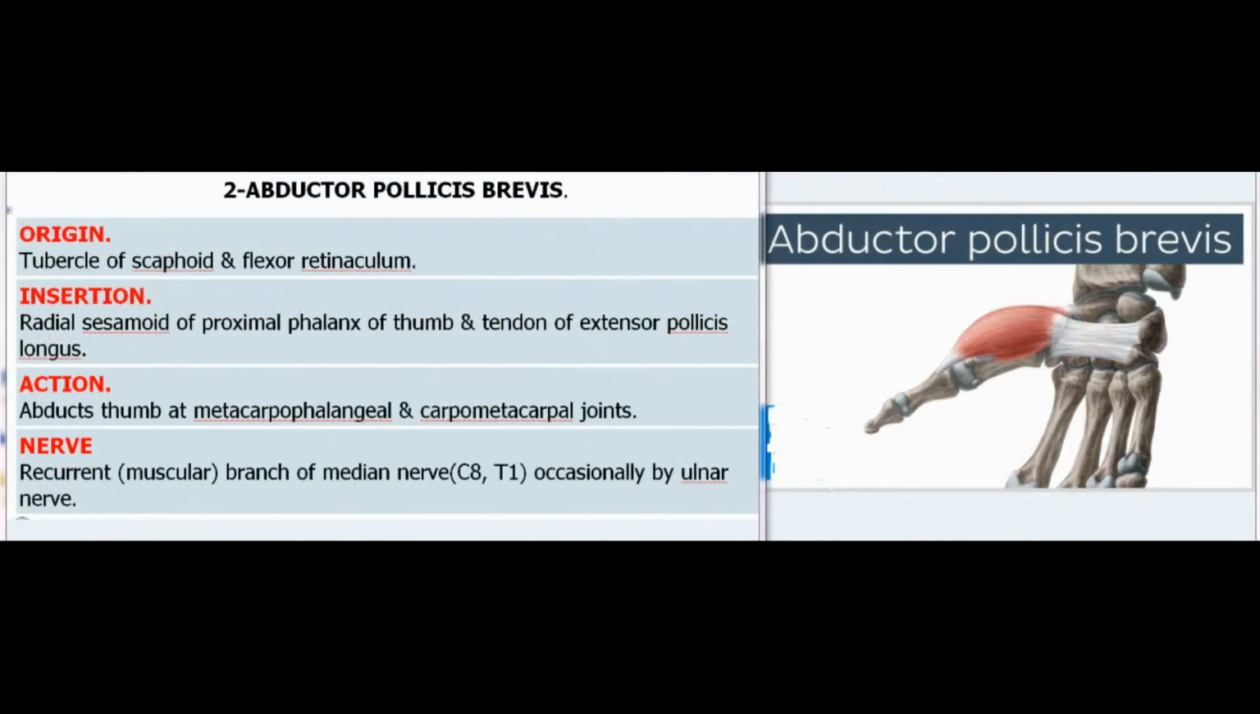2. Abductor pollicis brevis. Origin: tubercle of scaphoid and flexor retinaculum. Insertion: radial sesamoid of proximal phalanx of thumb and tendon of extensor pollicis longus. Action: abducts thumb at metacarpophalangeal and carpometacarpal joints. Nerve: recurrent muscular branch of median nerve, C8, T1, occasionally by ulnar nerve.